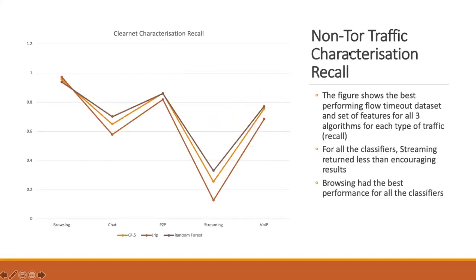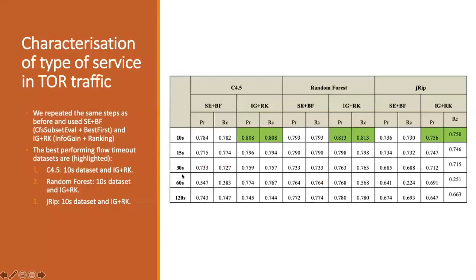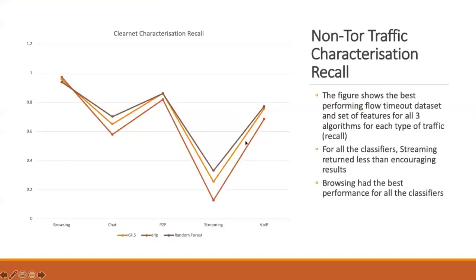The figures here show the same dataset's performance in terms of recall. Streaming returned less than encouraging results for all classifiers, as you can see here. While browsing had the best performance for all classifiers.